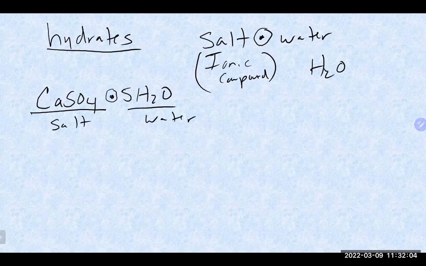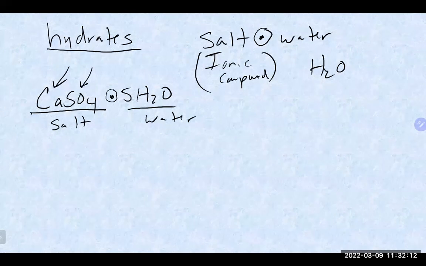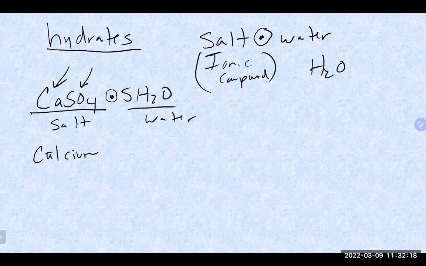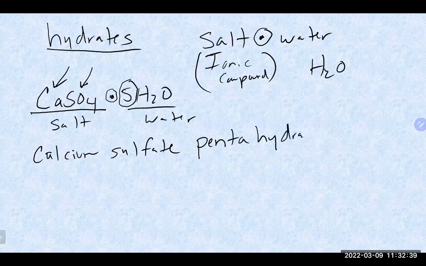How do we go about naming it? We simply name the salt like we would normally. The guy here, that is a metal, that's a polyatomic ion. So that is calcium sulfate. And then we actually use prefixes for our waters. So mono, di, tri, penta here for 5. Kind of similar prefixes to what we use in type 3. And then for the water, we just simply call it hydrate. So this would be calcium sulfate pentahydrate.